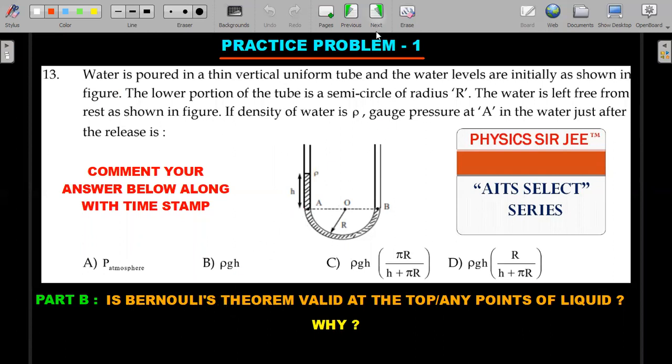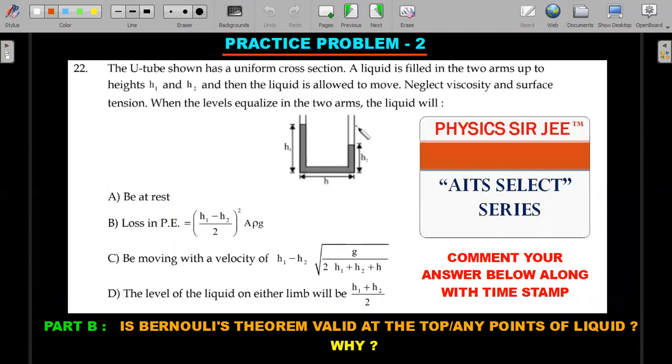I'll respond. And then practice problem 2 of a similar kind: neglect the edge effects at these places, H1 and H2. This time the valve has the same area as this one. Again, no collisions, and 4 options, more than one may be the correct answer. And again, part B also, please do comment below with the timestamp.